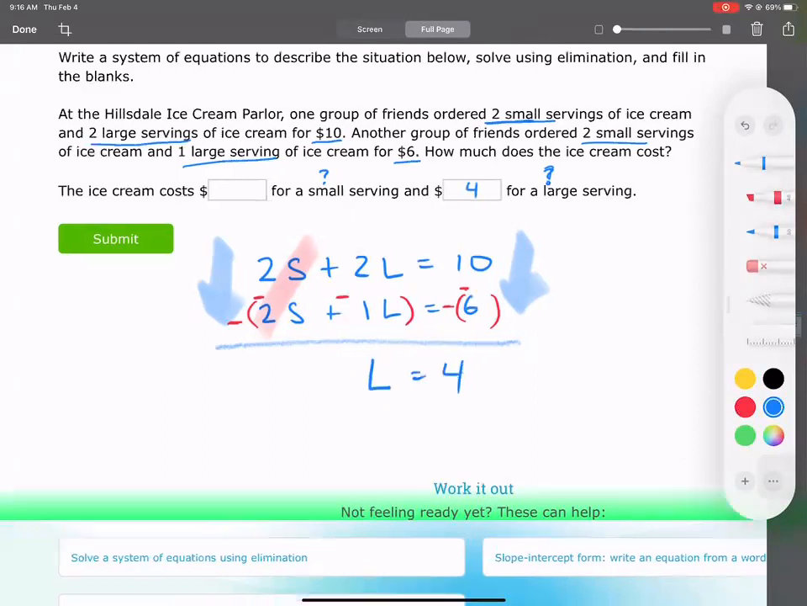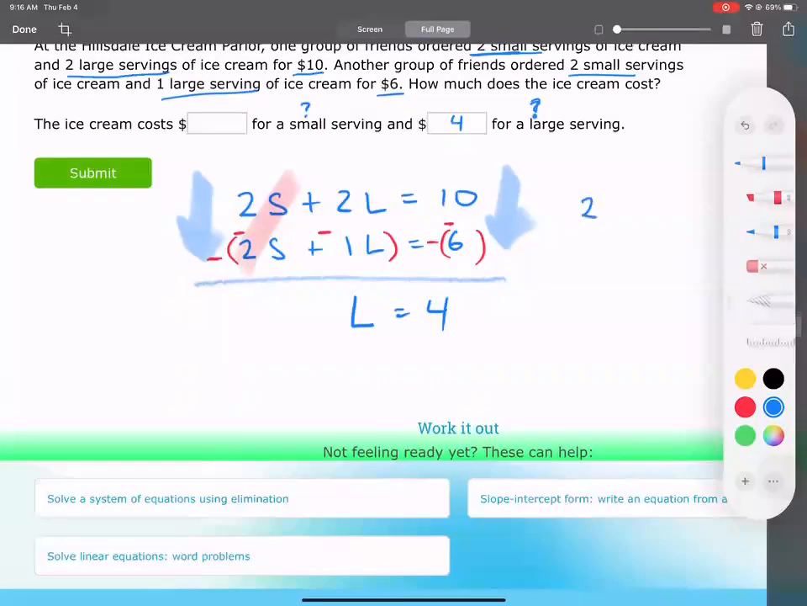We can pick any equation we want. I'm going to pick the second one, 2s plus L equals 6. I chose it because it was a little less work, less numbers. 2s plus L. We know what L is. That's going to be 4 already. Equals 6. 2s. We're going to minus 4 from both sides.